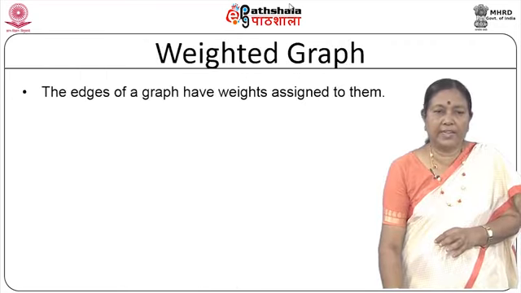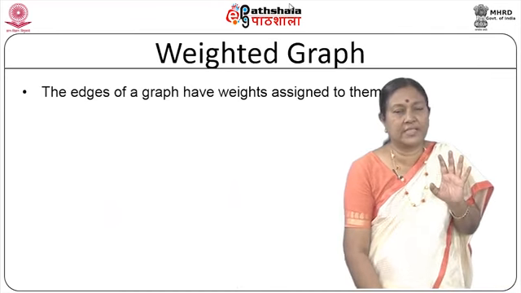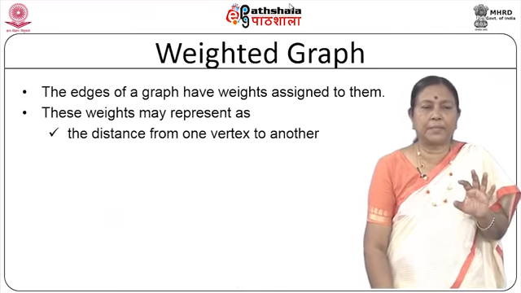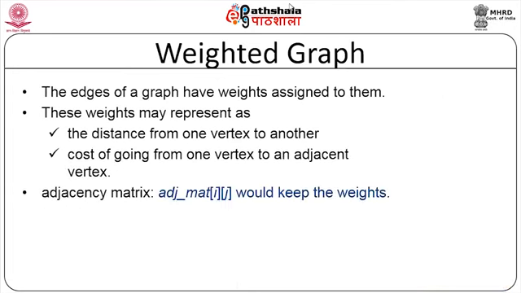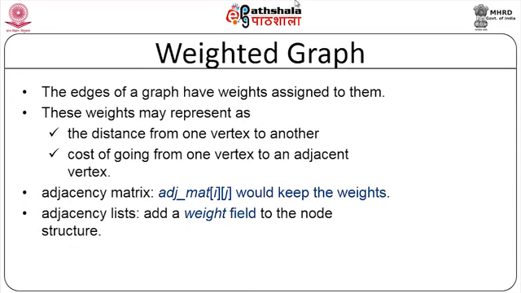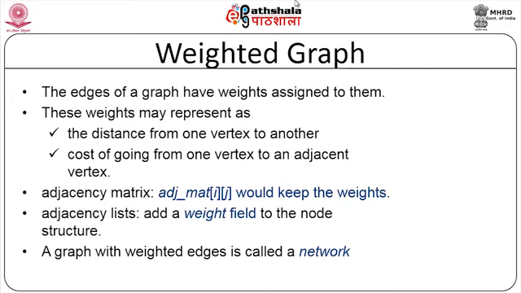Now let us look at a weighted graph. The edges of a graph have weights assigned to them. These weights may represent the distance of one vertex from the other, the cost of going from one vertex to the other, and so many things. So this edge weight gives a lot of flexibility to what the graph can represent and what problems we can solve. So the adjacency matrix would keep the weights. The adjacency list has to add a weight field to the node structure. A graph with weighted edges can also be called a network.